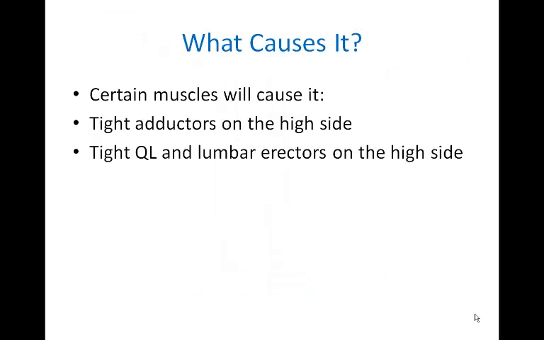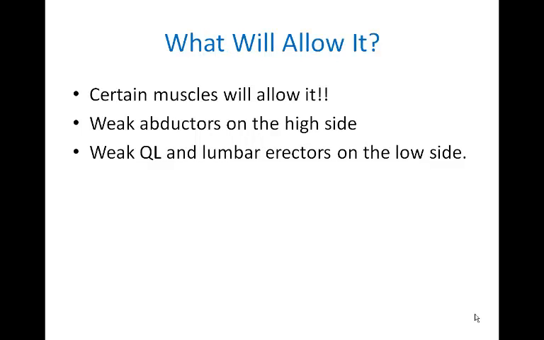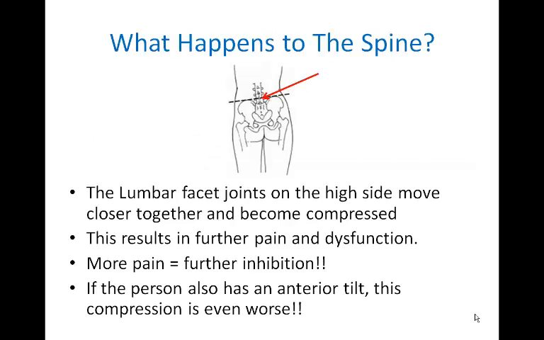Just like with anterior pelvic tilt, some muscles are going to cause it to happen and others are going to allow it. So the muscles that cause it to happen are tight adductors or groin muscles on the high pelvis side, and tight quadratus lumborum or QL muscles for short, and lumbar erectors on the high side. Some muscles are going to allow it to happen, so you find weak hip abductors on the high side, so muscles that move the hip out tend to be weak, and weak QL and lumbar erectors on the low side.